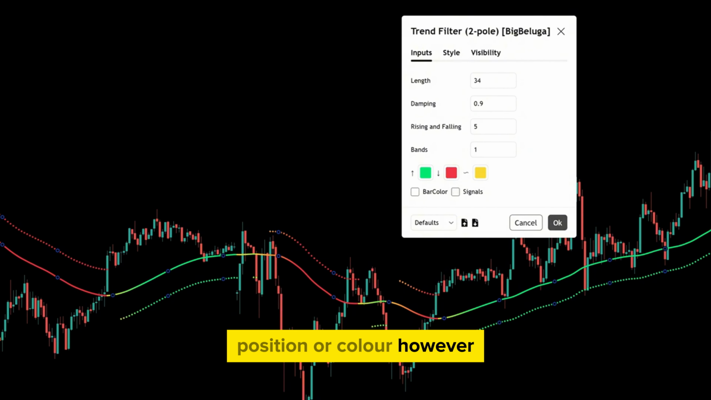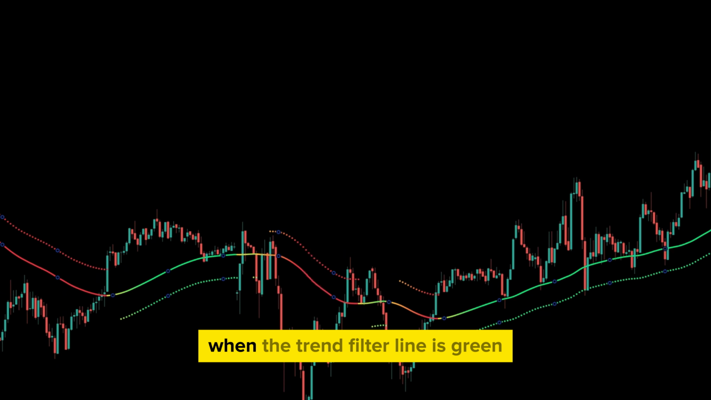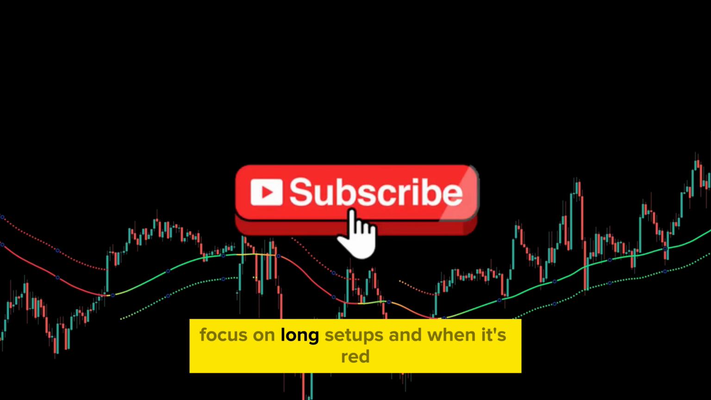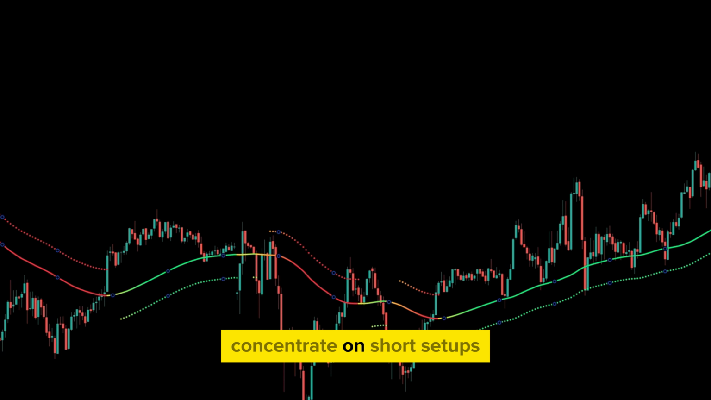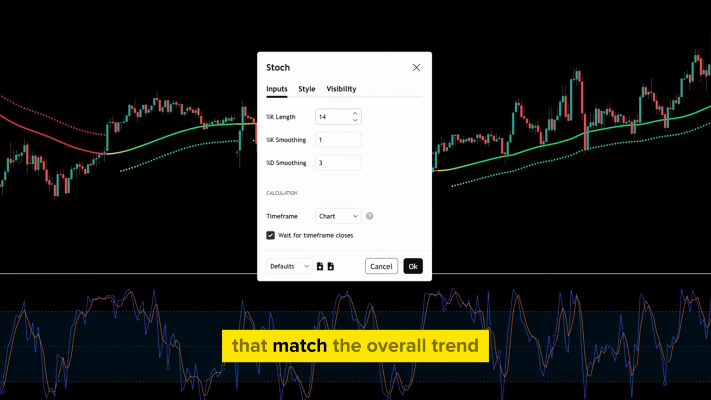However, it's recommended to use this tool primarily for identifying and confirming trends. When the trend filter line is green, focus on long setups, and when it's red, concentrate on short setups. Use another indicator, like the stochastic indicator, to filter your entries with valid trade signals that match the overall trend.